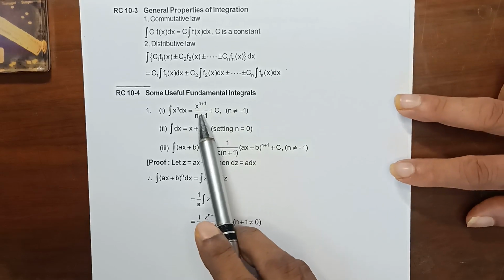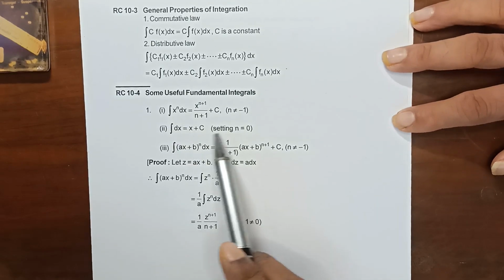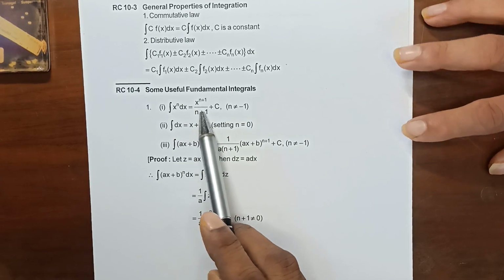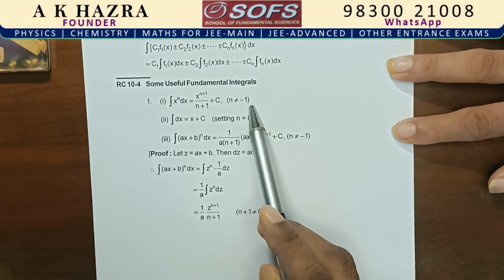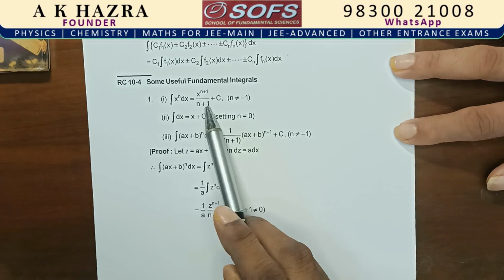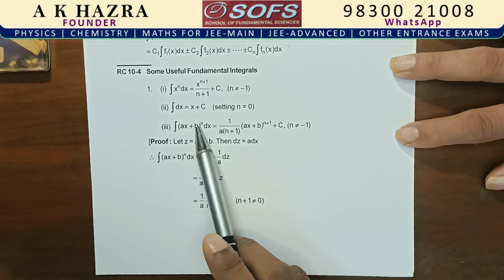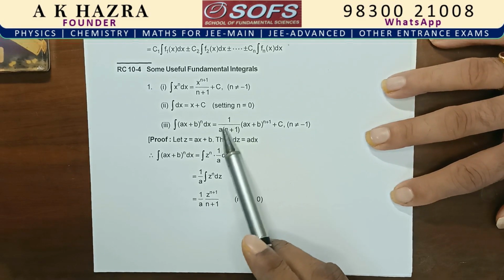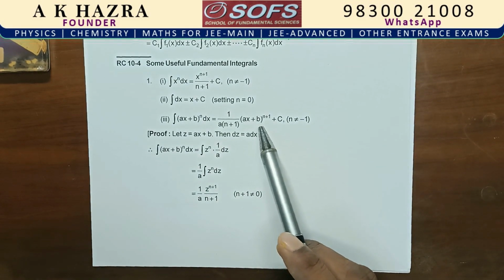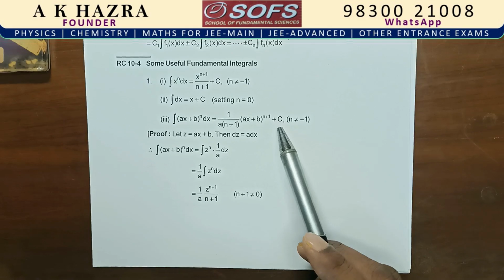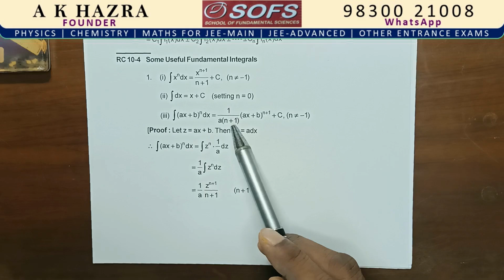Similarly, if you put n equals 0 in the first result, you will have dx equals x plus c. The first result is valid for all values of n except n equal to minus 1, because when n is equal to minus 1, the denominator will be 0, undefined. Similarly, if you have this form, (ax+b)^n dx, it will be 1/a times (ax+b)^(n+1)/(n+1) plus the integration constant. Same reason, n must not equal minus 1, otherwise the denominator becomes 0.